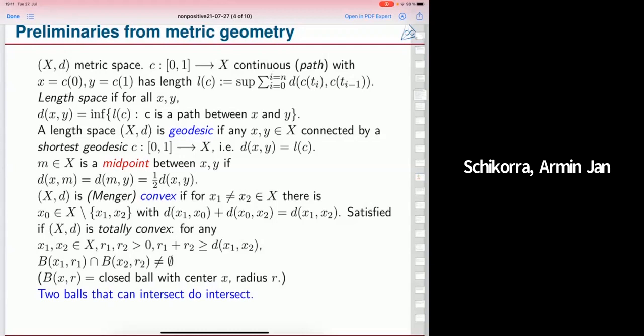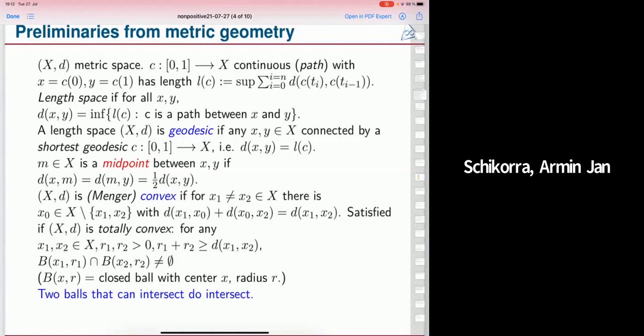And in particular, this is satisfied if the space is totally convex. That means if you have two points, and you consider closed balls around these two points, such that the sum of the radii is at least the distance between those two points, then these two balls have a non-empty intersection. So two balls that can intersect, if the radii satisfy what is required by the triangle inequality, then these balls do intersect.